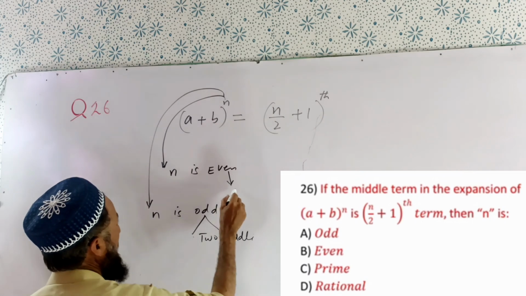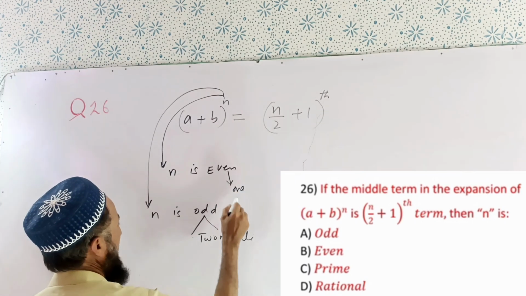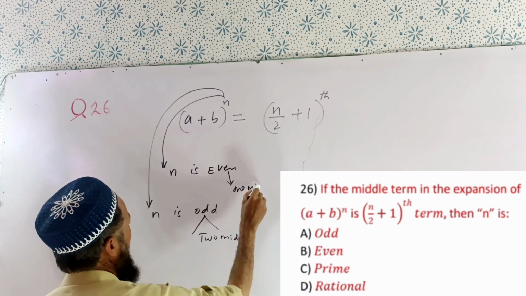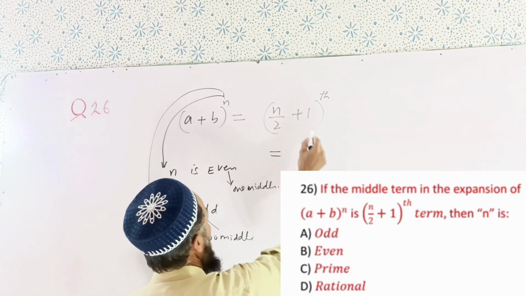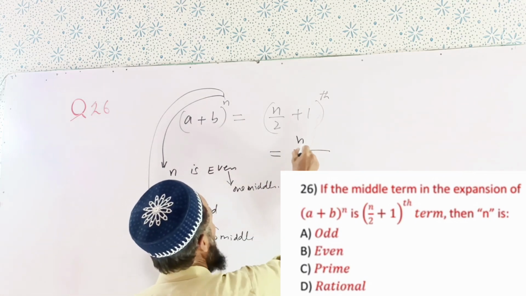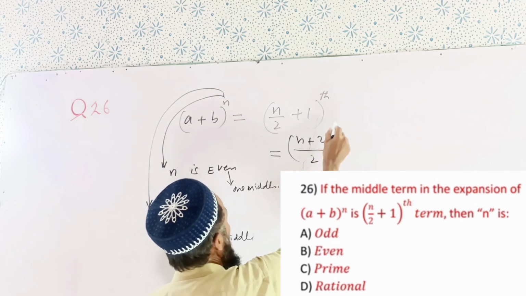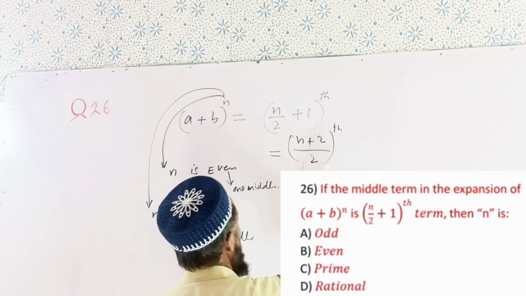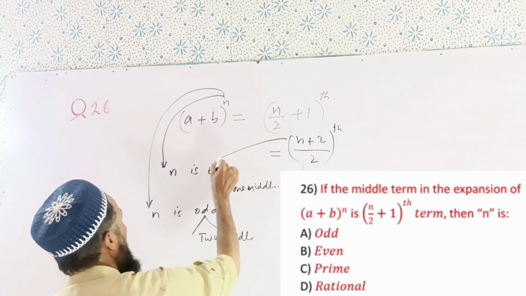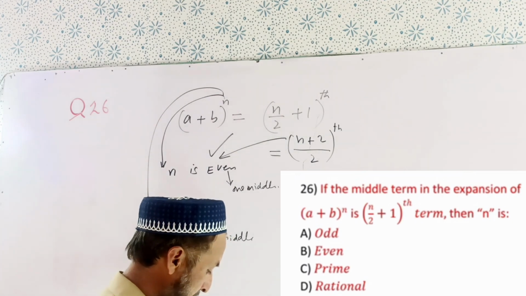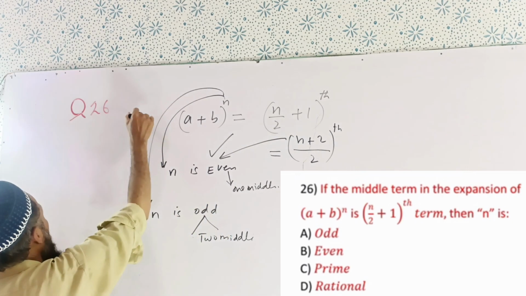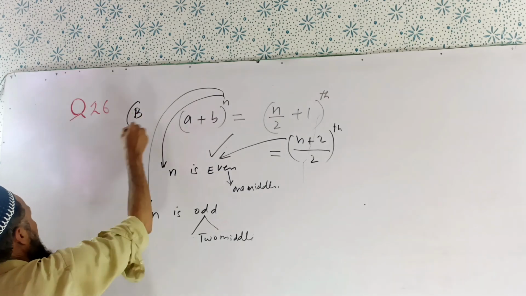If n is even, so one middle term is what we get here. Now we expand, we take the LCM, (n plus 2) whole power t. So in this case, n is an even number, and option B is the correct option.